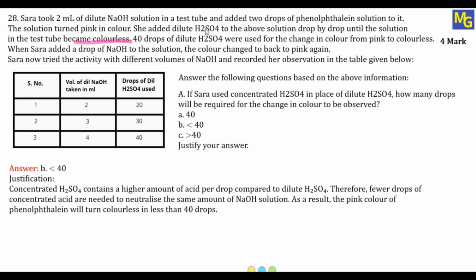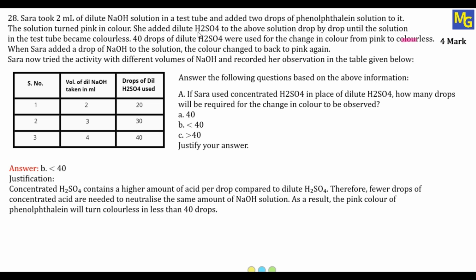So once you add this H2SO4 drop by drop, the basic property will go on decreasing, and therefore the pink color will become lighter and lighter, and at some stage the pink color goes and the whole solution becomes colorless. Now what is the meaning of this? All this acid which is added has neutralized this base and forms salt. Now 40 drops of dilute H2SO4 were used for the change in color from pink to colorless.